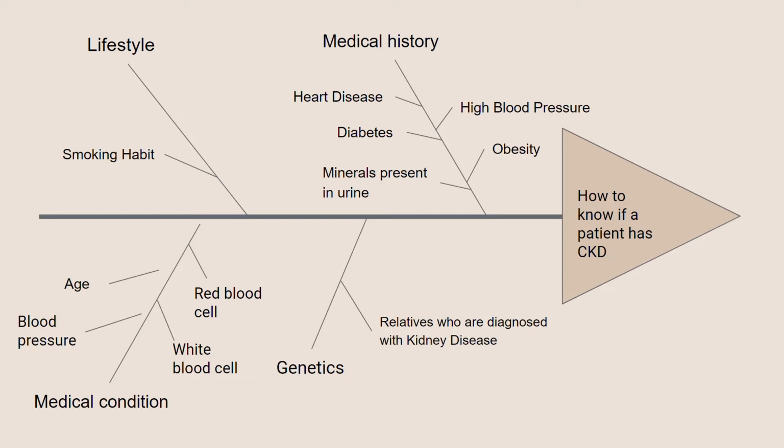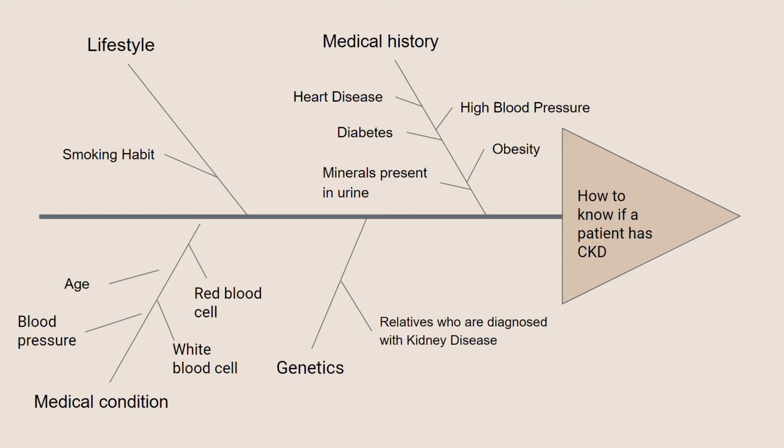Under the medical history, we have heart disease, whether the patient has heart disease or not; diabetes, whether the patient has diabetes or not; whether there are any minerals present in the urine; whether the patient is obese; and whether the patient has high blood pressure or not. Lifestyle: does the patient smoke or not. Genetics: does the patient have a relative who was diagnosed with kidney disease or not.